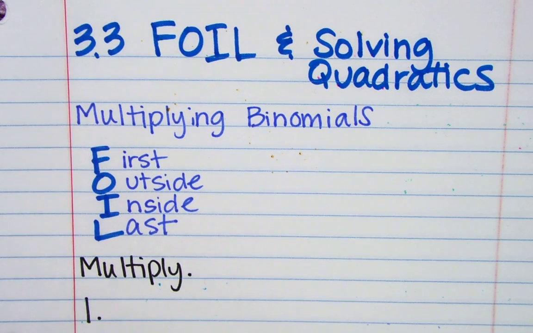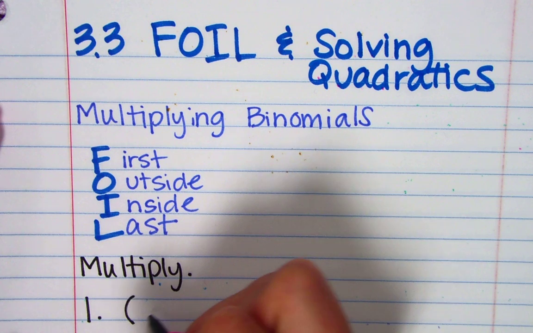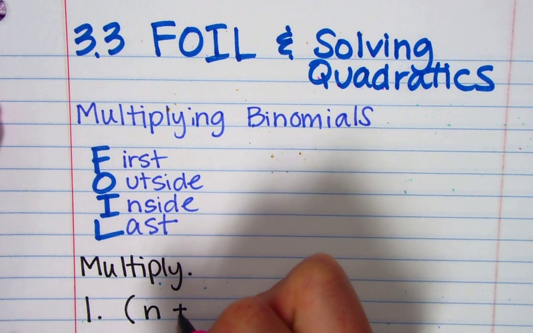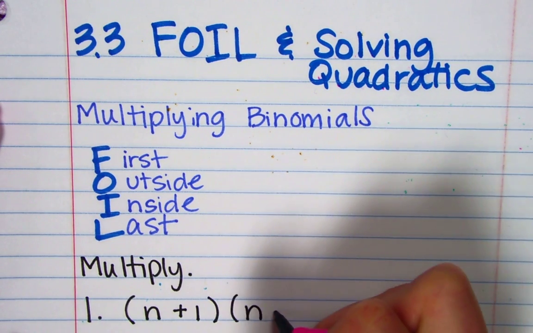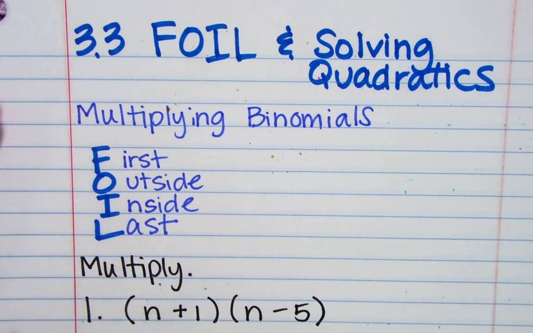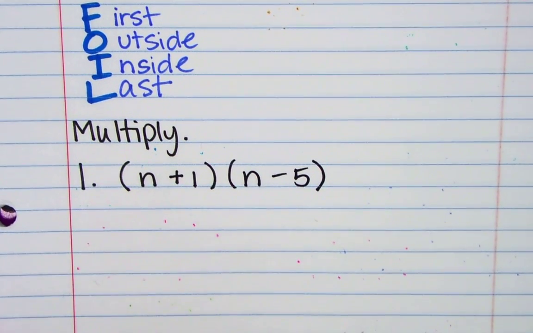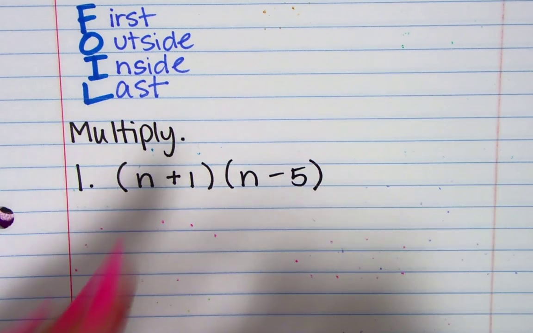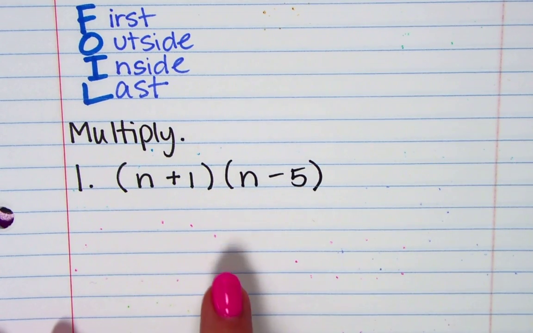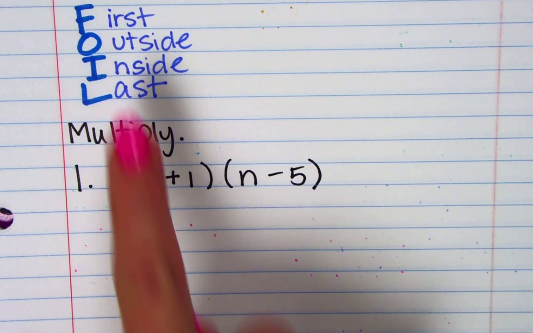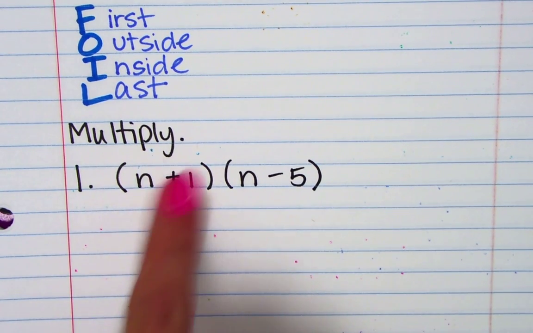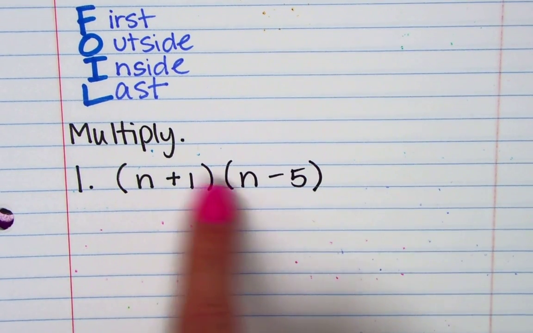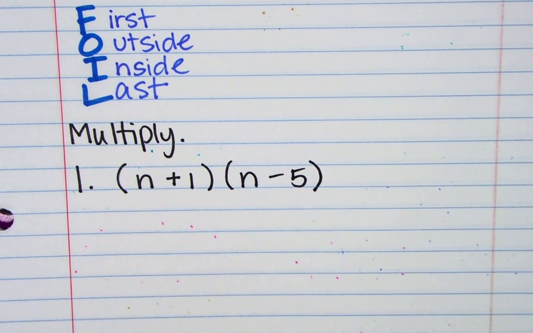All right, that's the instruction. Number 1 is going to be n plus 1 times n minus 5. There are parentheses squished up together. That means you're multiplying this times this. But you can't just do this times this times this. You have to do these two times these two, each separately. So that will give me 4 answers.